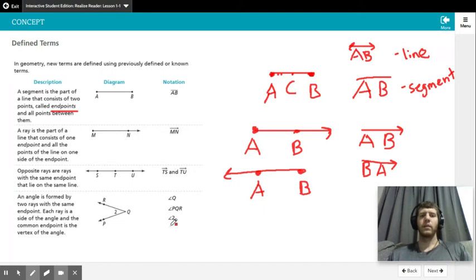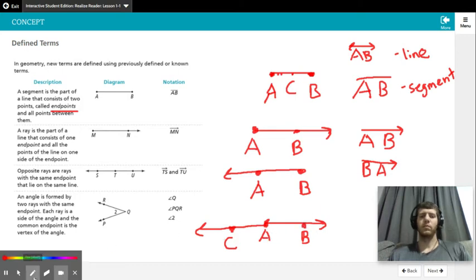Opposite rays are simply 2 rays that have the same endpoint and form a line. Basically, opposite rays form a straight angle or a straight line. So if we have an endpoint here, A, and we have ray AB, and then you have another point going this way, let's call it C, then ray AB is going to be an opposite ray with ray AC. So opposite rays form a line.